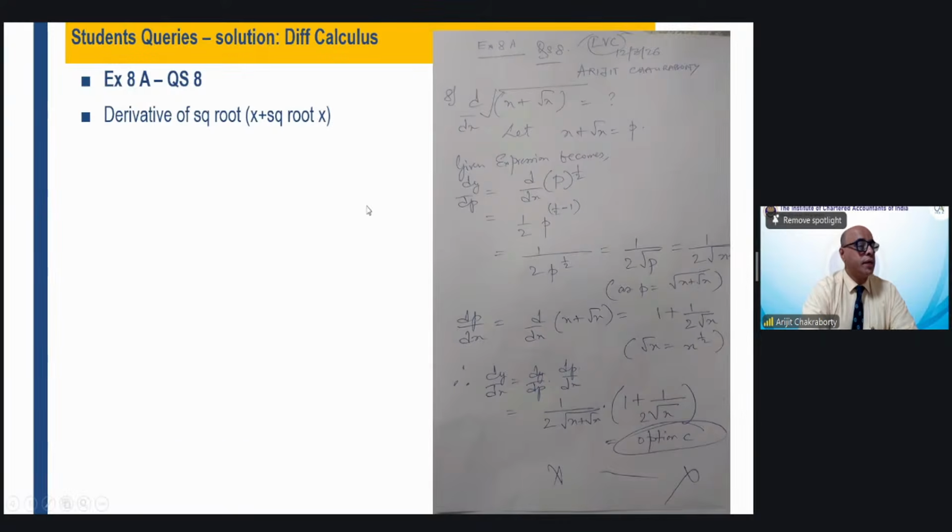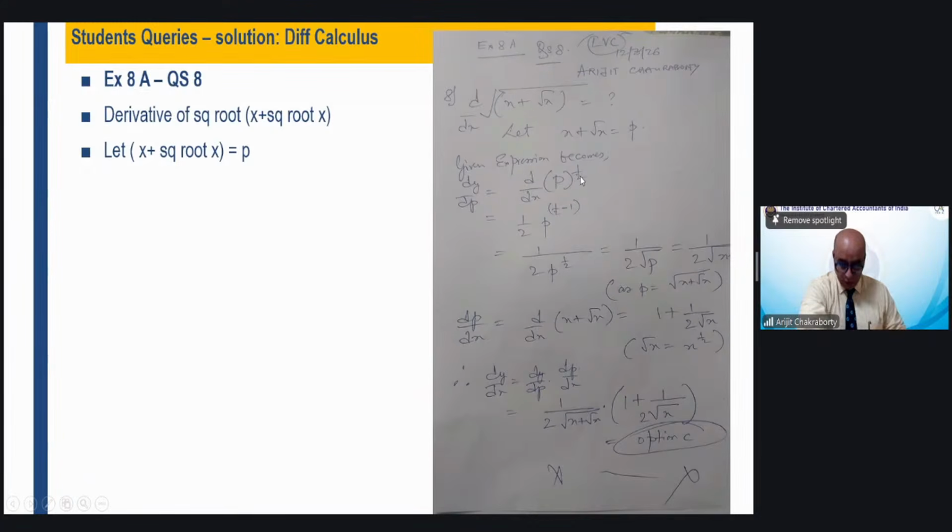On the left hand side, you can see I was just writing down the solution. On the right hand side, the worked out. So I've taken a pic of the notepad where I have solved the problem. You can see d/dx of square root of x plus root x. If you assume that x plus root x equal to p, then we are actually getting dy/dp, which is d/dx of square root of p. Please note that p is x plus root x. So square root of p you have to find out.